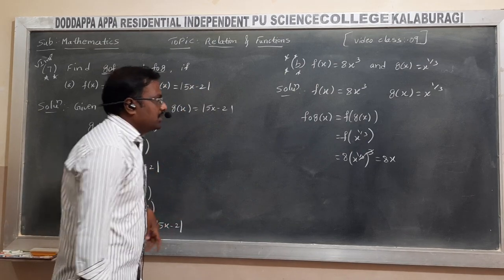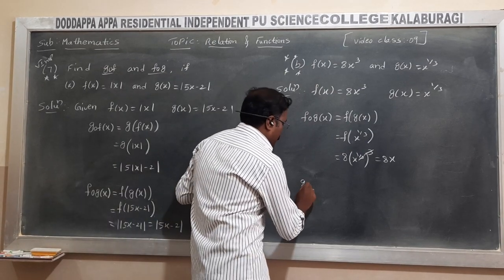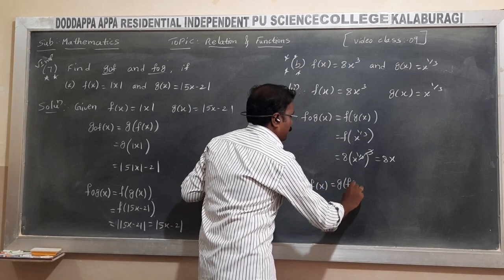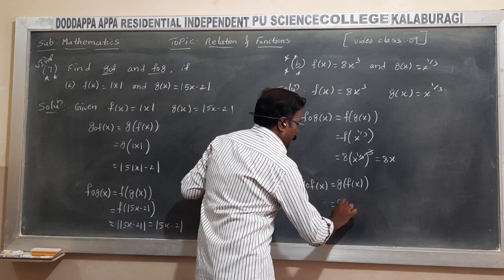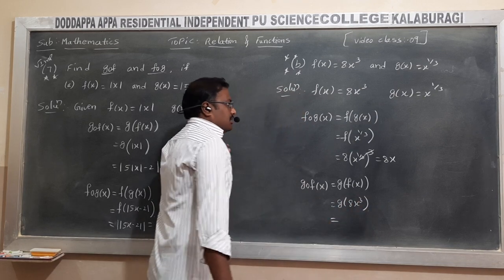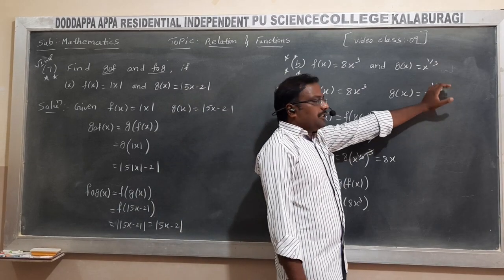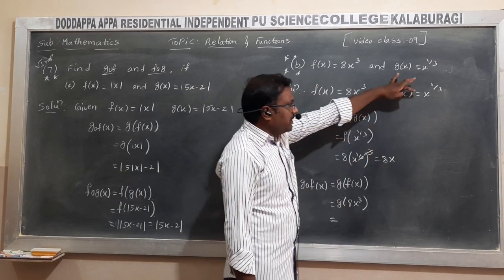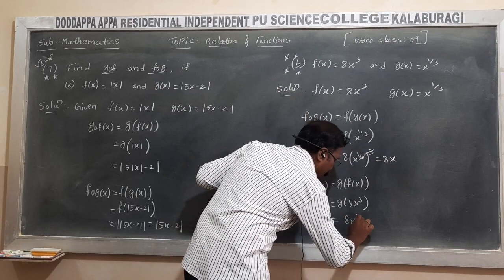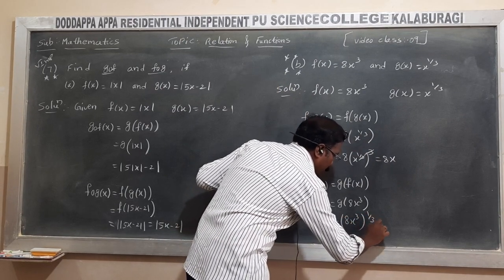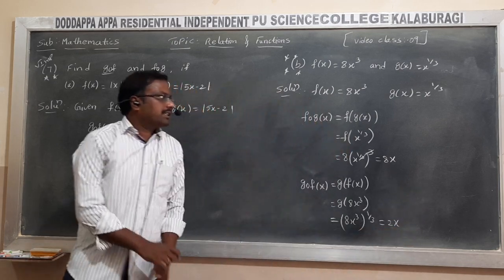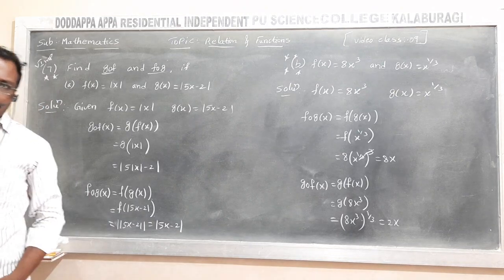Okay. So next you can find out g naught of f of x, that is g of f of x. So what about f of x value? 8x cube. g of x value is equal to what? x power 1 by 3. Now in place of x you can substitute 8x cube power 1 by 3. If you separate this one we get 2x.